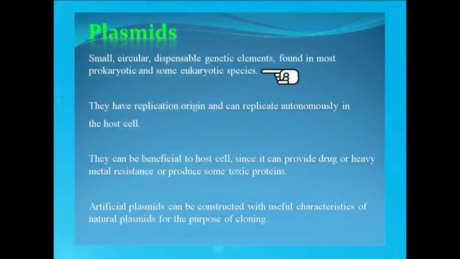Now what are plasmids? They are actually small, circular, dispensable genetic elements. They have their own replication origin and can replicate autonomously inside the host cell.